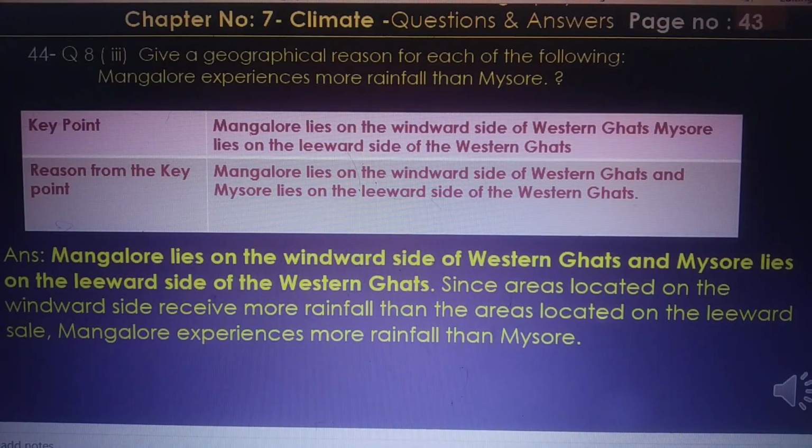Question number 44. Mangalore experiences more rainfall than Mysore. What is the key point? Mangalore lies on the windward side of the Western Ghats. Mysore lies on the leeward side of the Western Ghats mountain. The reason from the key points: Mangalore lies on the windward side of the Western Ghats, and Mysore lies on the leeward side of the Western Ghats mountain.